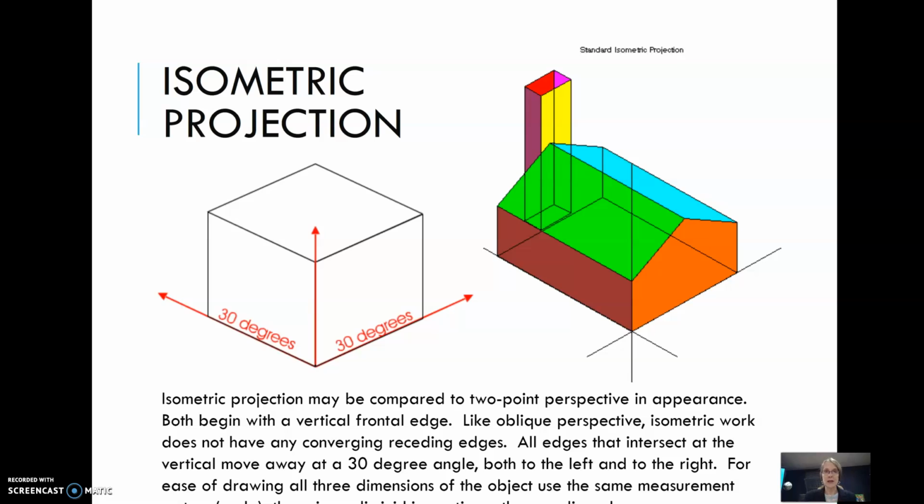So that's what makes isometric different. You're looking at it from a side angle with the front leading edge on your cube over here, or it can turn into a house. It can turn into anything you really want it to turn into that is rectilinear in nature. And for ease of drawing, all three dimensions of the object use the same measurement system or scale. There is no diminishing ratio on the receding planes. So these are drawn at a 30-degree angle. All right.